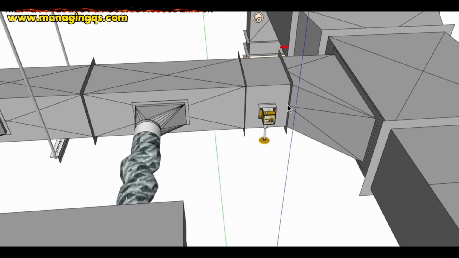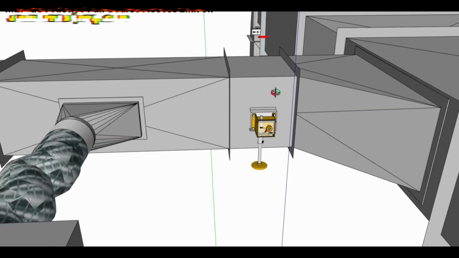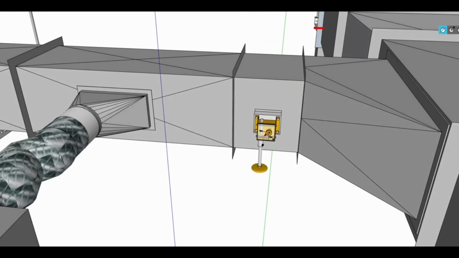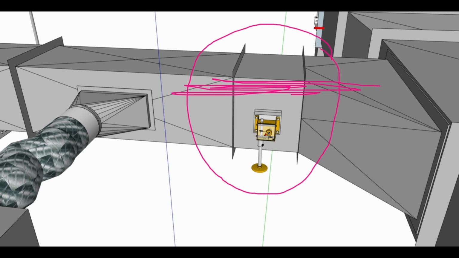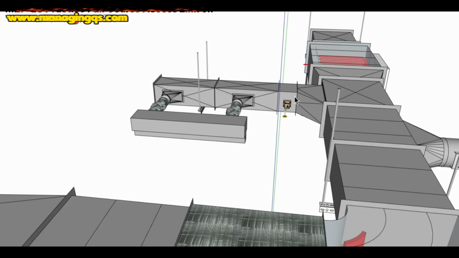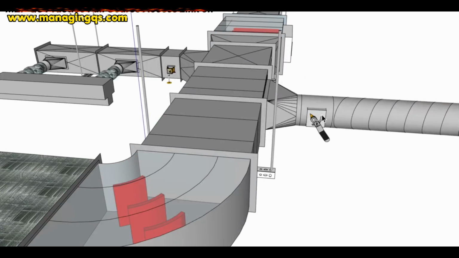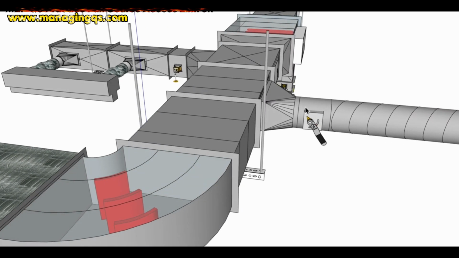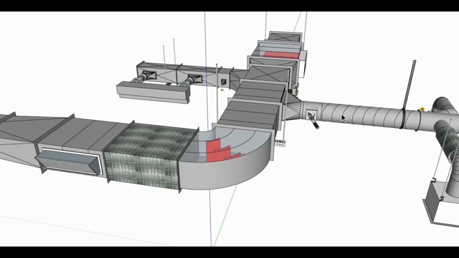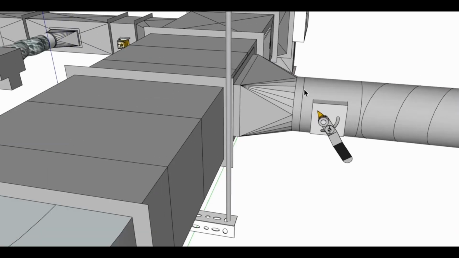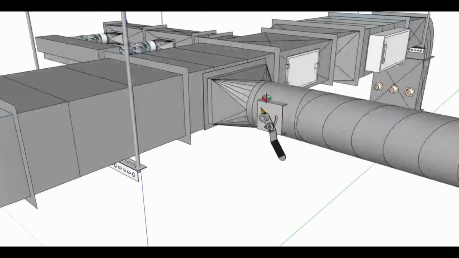You can see here the dampers, the real picture. The main function of this damper is to control the air volume inside the ductwork. This one is the general VCD, volume control damper. Another one is the round volume damper. Round volume dampers are generally fixed in circular and flexible ductwork. You can see here the appearance of the round volume control dampers.